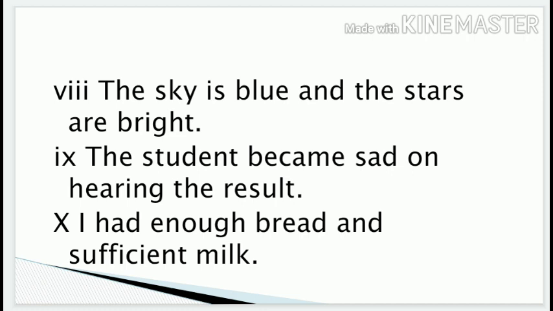The sky is blue and stars are bright. Here the adjective blue is describing sky. So blue is marked red and sky is marked blue. And stars is a noun and the word bright is describing it. So bright is underlined red and stars is underlined with blue.